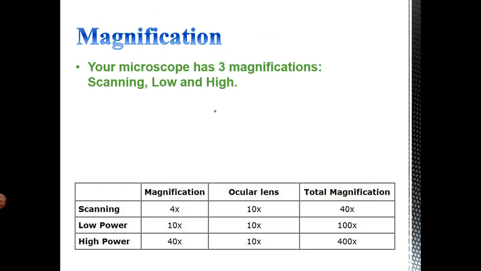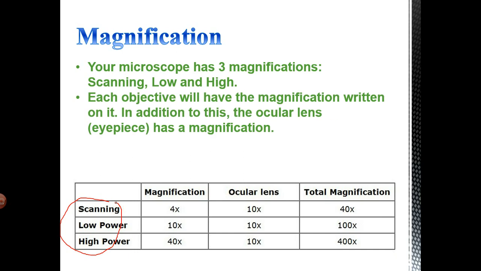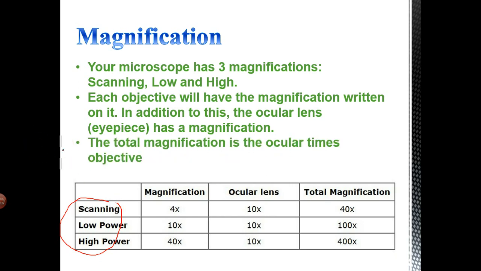So talking about magnification, your microscope has three magnifications: scanning, low power, and high power. Each objective will have its magnification written on it. In addition to this, the ocular lens, or the eyepiece, also has a magnification. So to find the total magnification, all you have to do is multiply. If the objective is 4 and the ocular is 10, the total magnification is 40. So this is where we get the 40, 100, and 400.